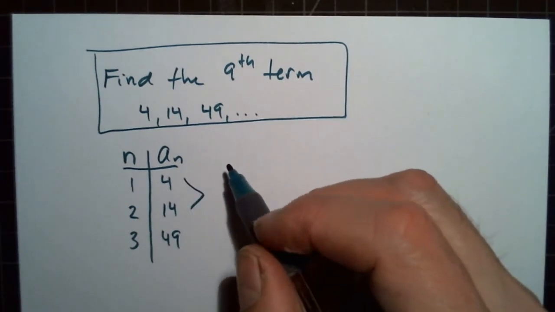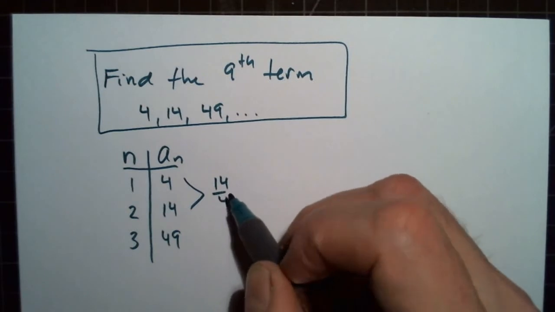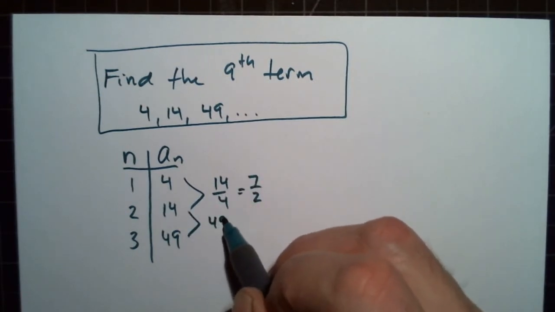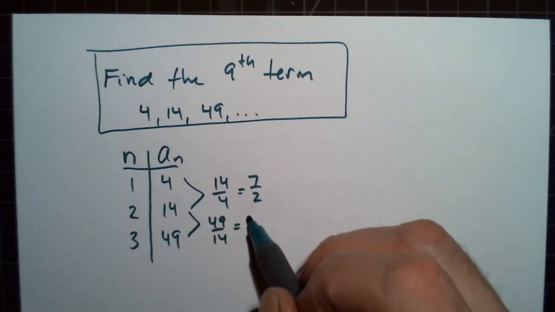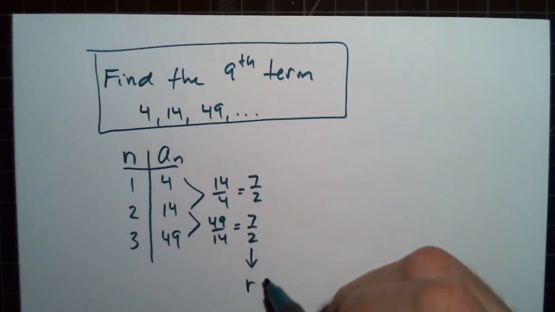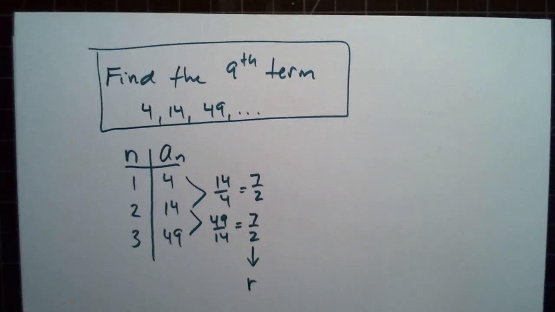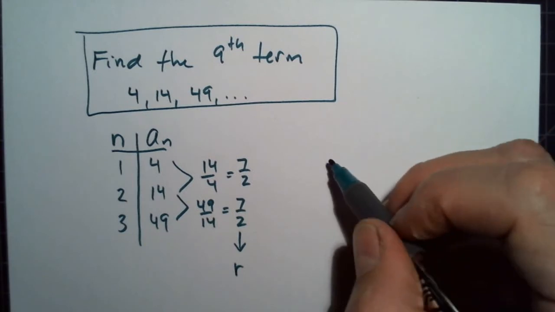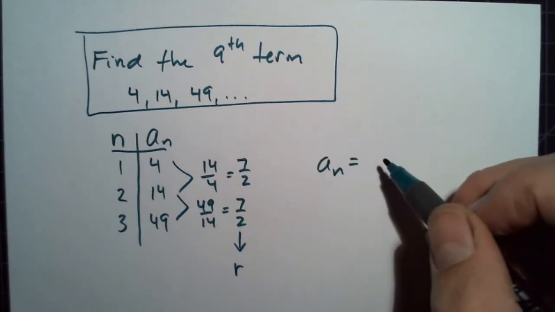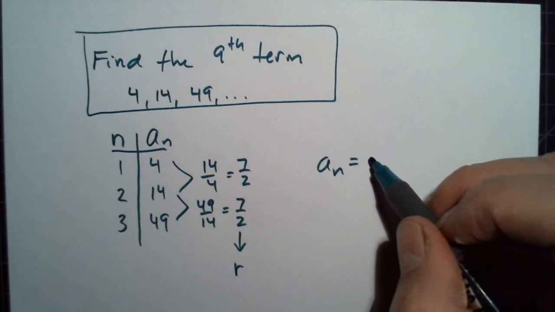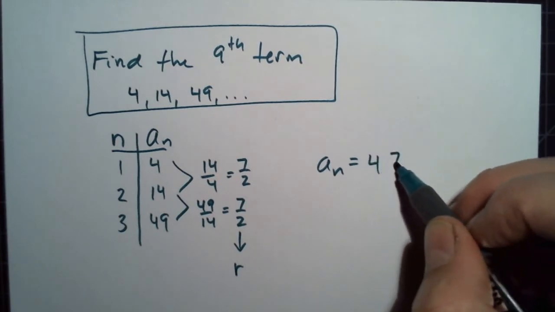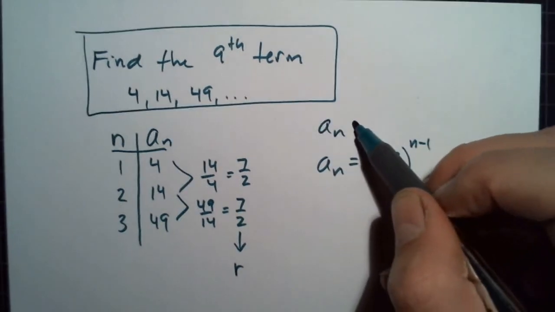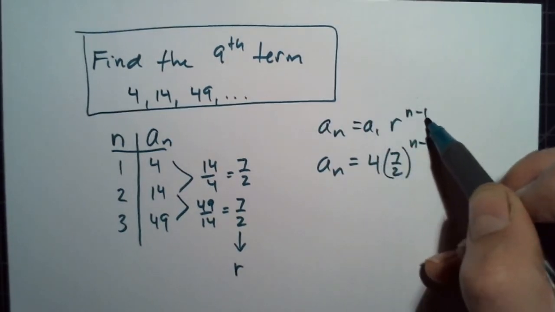We want to find the common ratio, 14 over 4, 7 over 2. Here we have 49 over 14, which is also 7 over 2. So we know the common ratio is 7 over 2. And then we can find the nth term, or explicit form, and that is the first term times the common ratio to the n minus 1, and that's coming from a1r to the n minus 1.